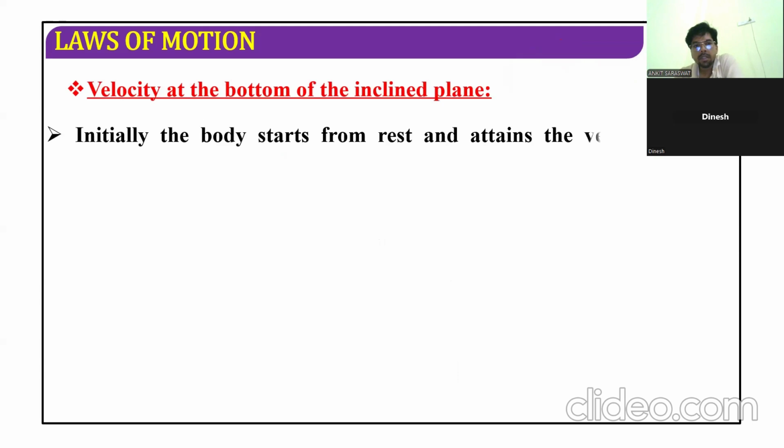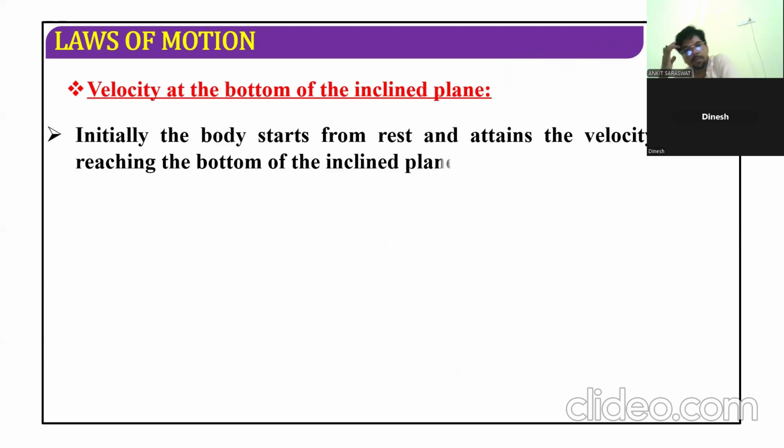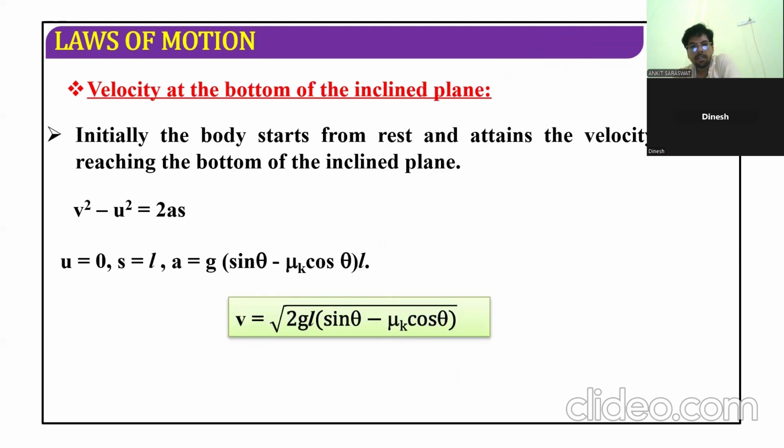Velocity at the bottom of the inclined plane. What is the velocity of? Initially, let us find the acceleration. Then v square equal to u square plus 2as can be applied to get the velocity at the bottom of the inclined plane. Initially, the body starts from rest and attains the velocity v on reaching the bottom of the inclined plane. Very easy.